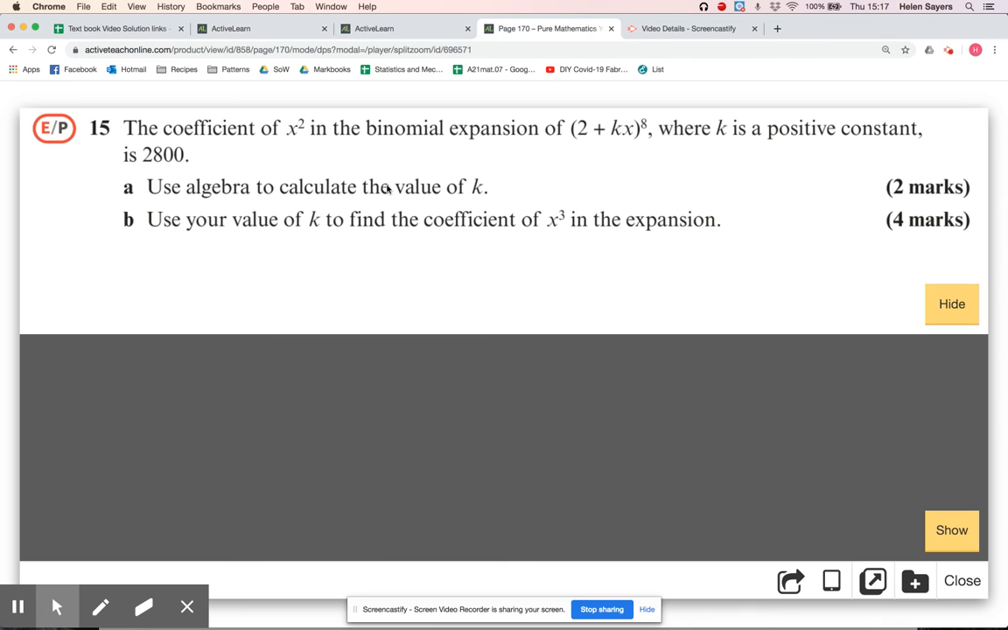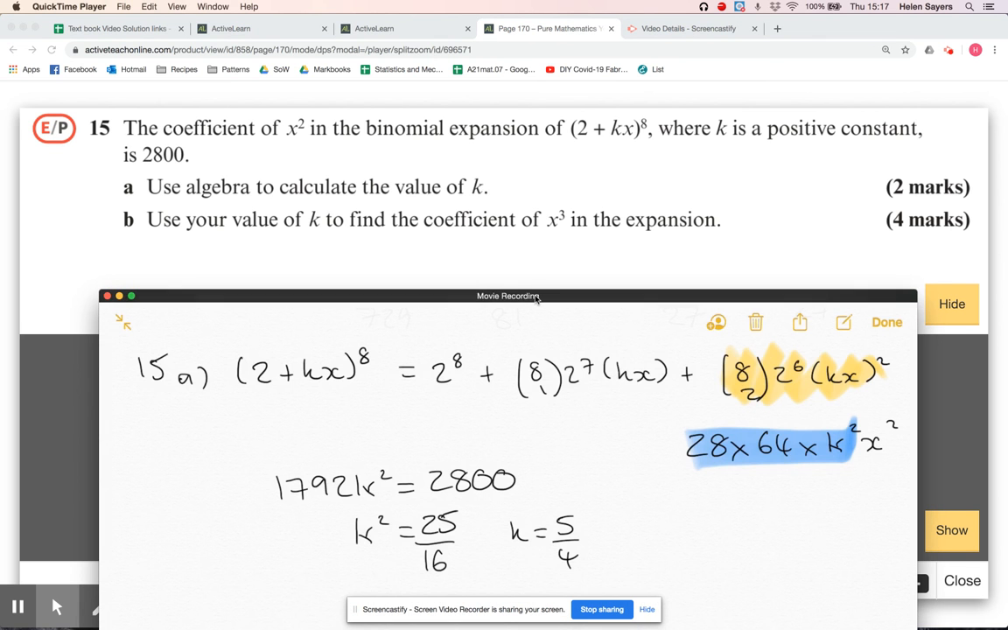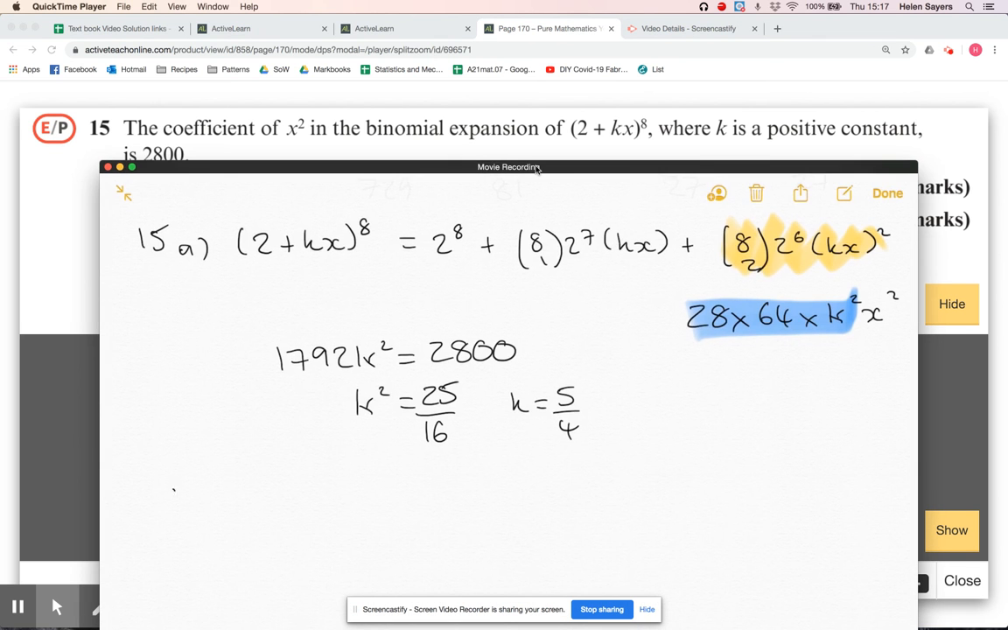And to use algebra, as opposed to trial and error. They're basically saying you've got to find it, don't just have a bit of a guess. And then use your value of k to find the coefficient of x cubed. Even if you did get part A through trial and error, you can still get full marks on part B.